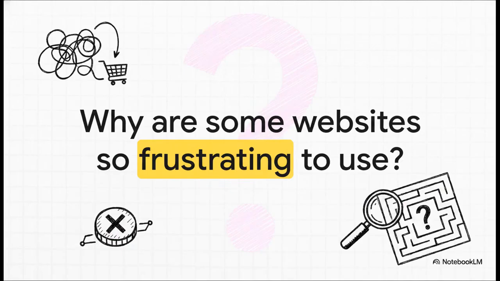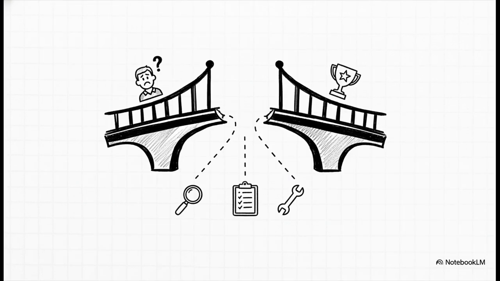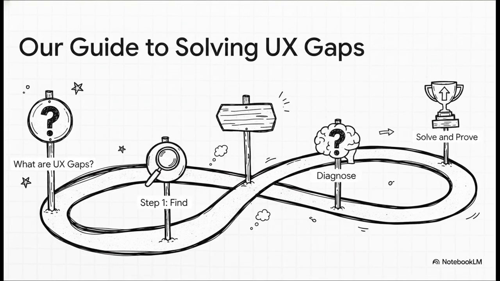Today, we're tackling how to find and fix those annoying user experience gaps. You know the feeling, right? A checkout that makes no sense, a dead button, or a missing feature. Well, the good news is, it's not just bad luck. These gaps can be found and fixed. So here's the plan. We'll look at a core framework, then dive into a simple 3-step process.